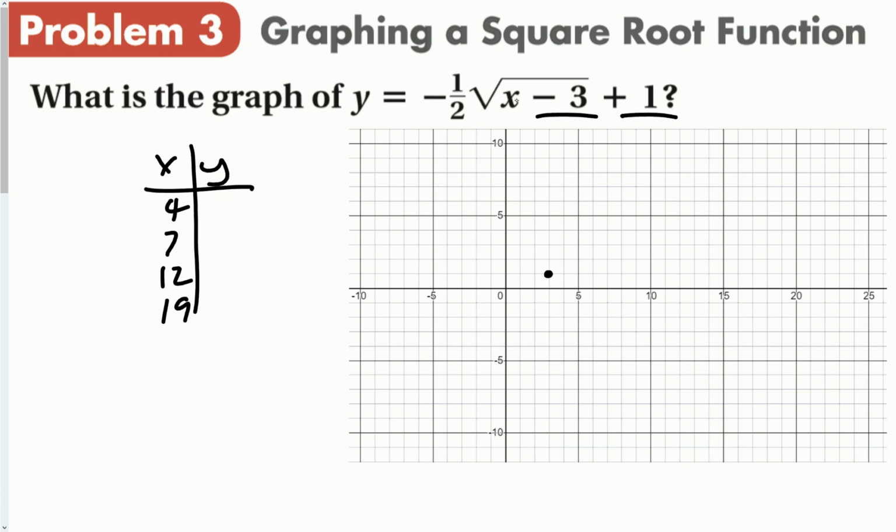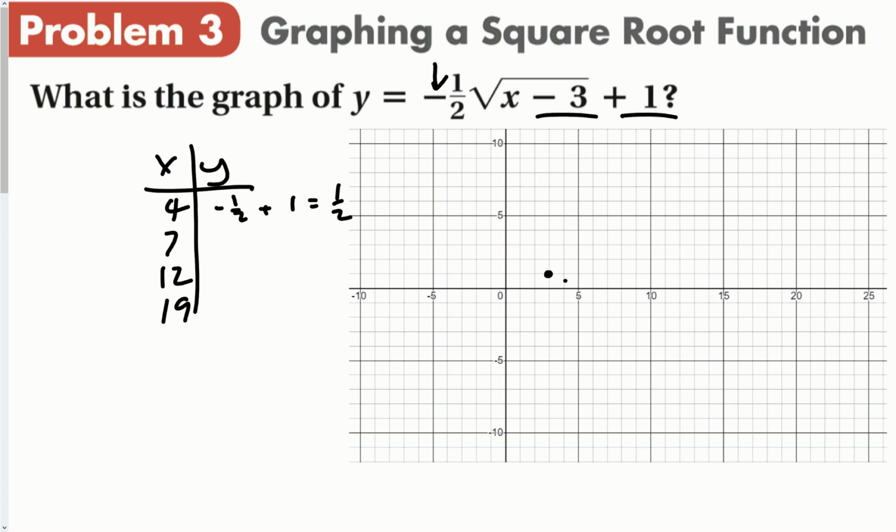All right, so let's plug in 4. 4 minus 3 is 1 times negative 1/2. So that's negative 1/2 plus 1 on the outside to give me positive 1/2. So the next point would be 4 and 1/2 right there. Well, that's weird. It's going down instead of up. And it should, because the negative reflects it in the x-axis.